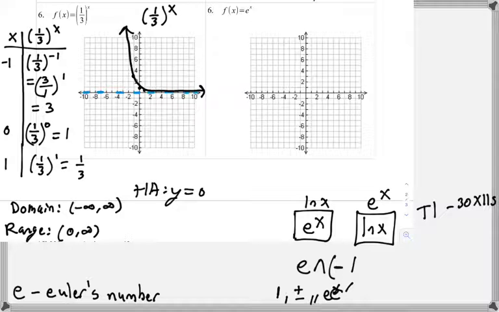Oops. So let's take that off. Okay. So I got extra stuff here. Okay. So let's go ahead and set up our table.